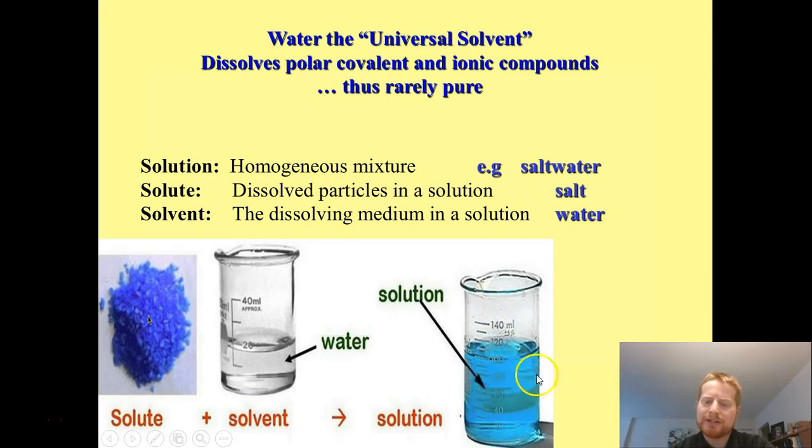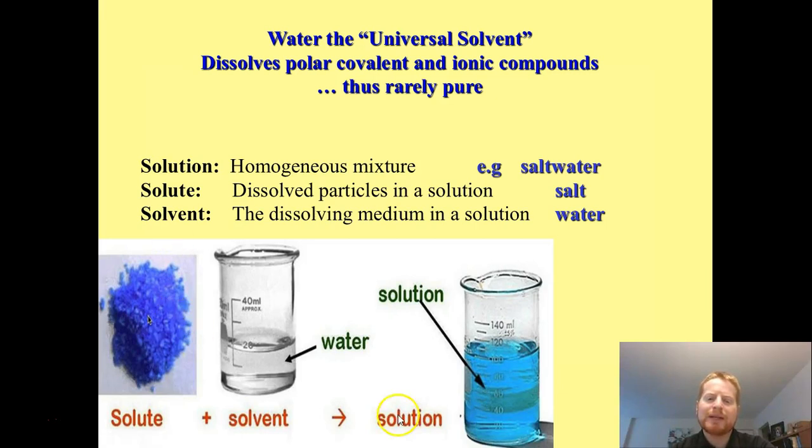So for example, if we look at this solution down here, this homogeneous mixture, we can see that the light blue is spread evenly throughout the whole beaker essentially. All the liquid seems to be evenly mixed. And you may remember from bio that a solute is the particles that are being dissolved, and the solvent is the medium that's doing the dissolving.